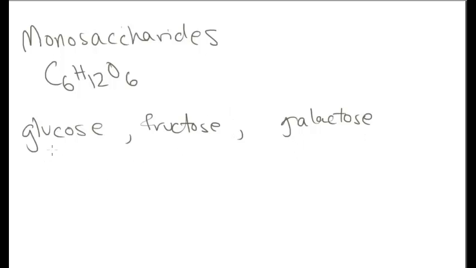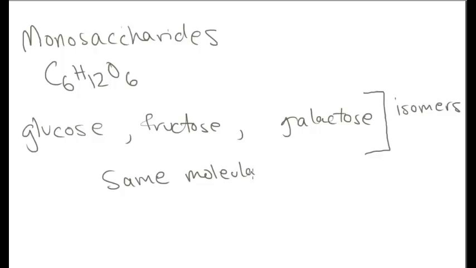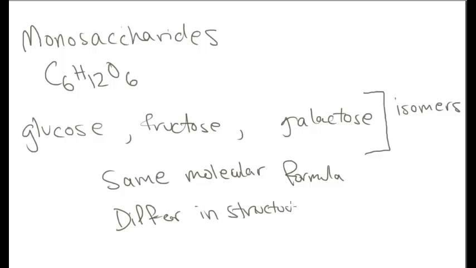Glucose is a quick energy source that is used by us, or humans, and seen in cellular respiration and photosynthesis. These three monosaccharides are all isomers of each other. When you're an isomer, it basically means that you have the same molecular formula, but different structures. And that's basically what an isomer is.